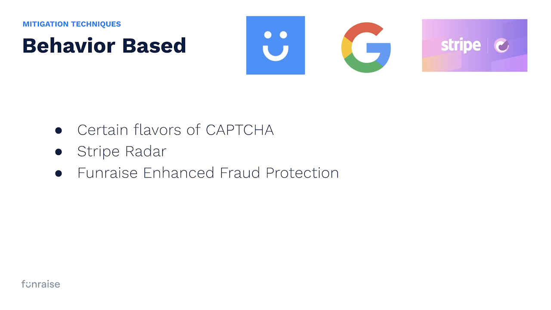and that's behavior-based fraud mitigation. And so there are certain flavors of CAPTCHA. Google reCAPTCHA, for instance, is sort of a behavior-based model. CAPTCHA can solve a lot of problems. There are some downsides to CAPTCHA too.